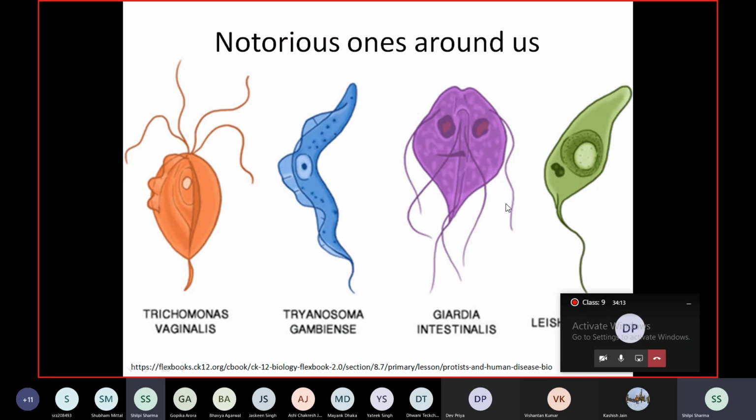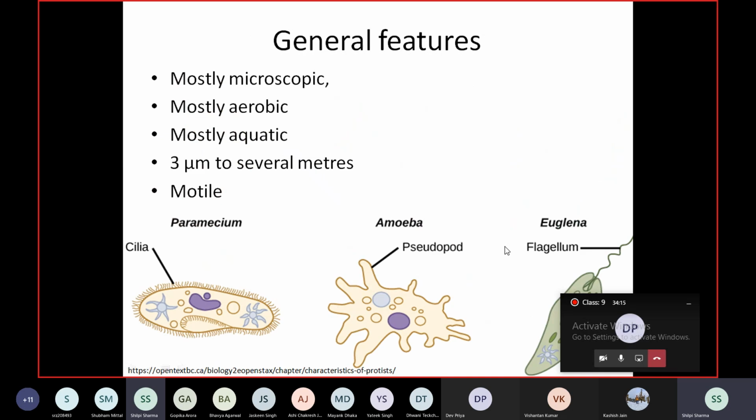Now talking of some of the general features of protists. They are microscopic and unicellular, mostly microscopic, but there are also multicellular forms. You already saw the seaweeds, right? They may be aerobic or anaerobic. They usually prefer aquatic environments. The single-cell protists range in micrometers, while the multicellular ones scale up to meters.